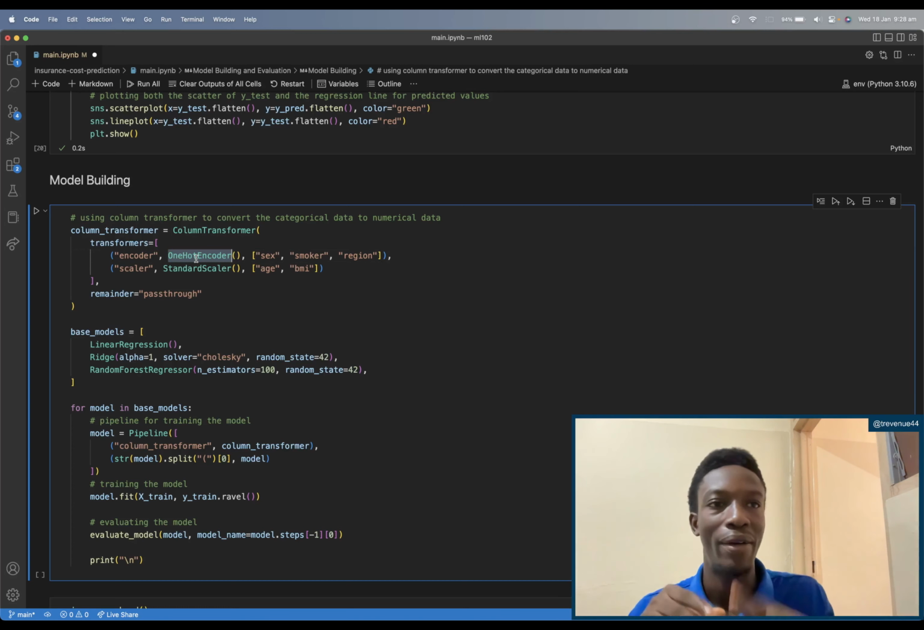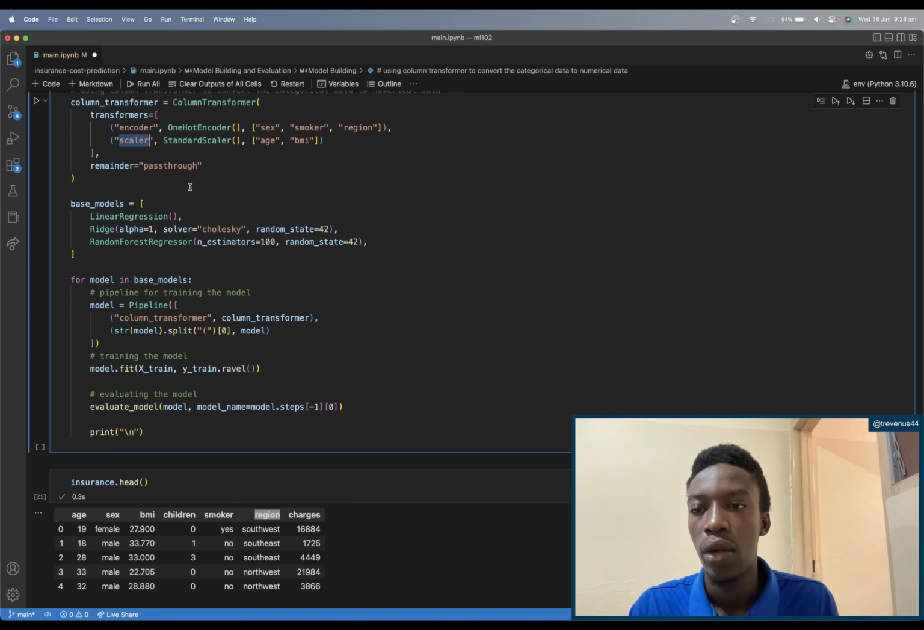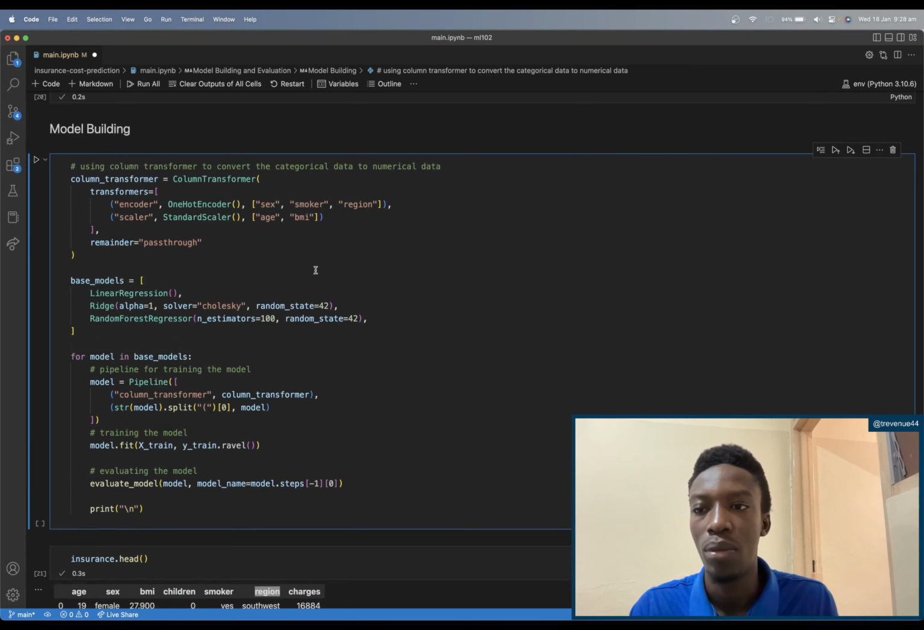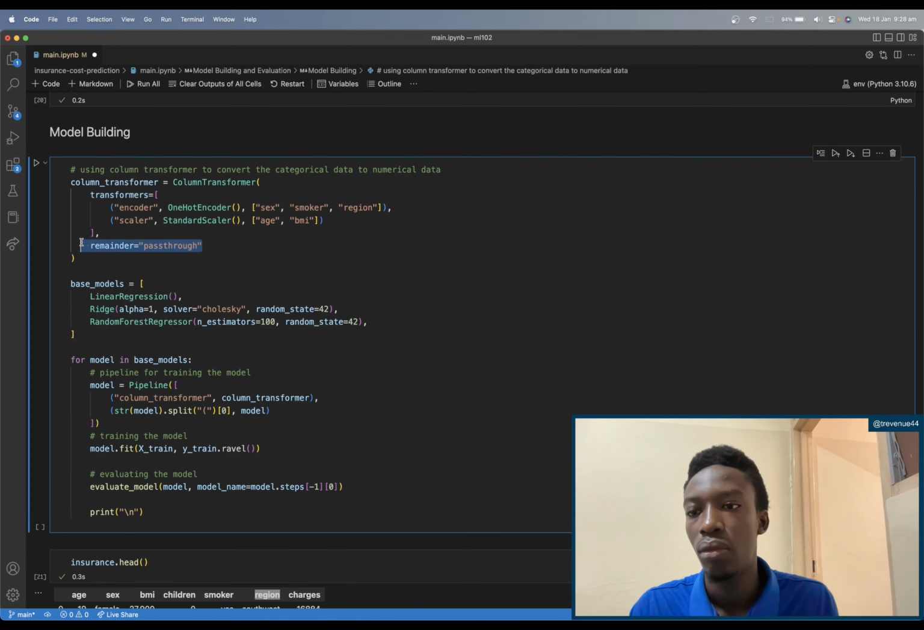If it is male, I write 10. If it is female, I write 01, that kind of thing. You can go ahead and look at that. Then I use the scaler to scale the numerical values inside the data set, which is the age and the BMI. Those are the important numerical values over here. The charges, we want it to be how it is. If anything else is there, we pass through, for example, the charges. Right, so I created a column transformer over here using that encoder and the scaler.